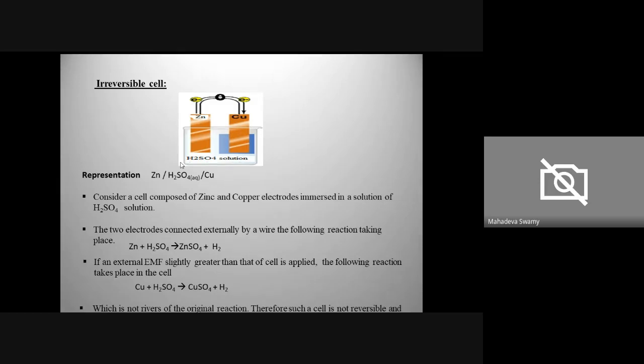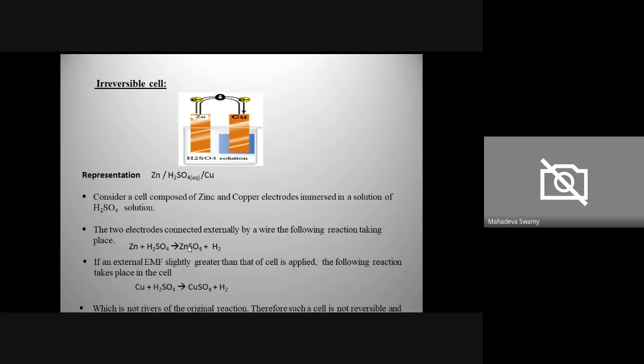So, are you getting the information about this cell, this explanation? What is an irreversible cell? If you apply external EMF to the cell and it does not reverse its original reaction, that is called an irreversible cell. For example, I will take this one. This is the first reaction. If you do not apply any external EMF to the cell, this is the reaction taking place: Zn plus H2SO4 gives ZnSO4 plus evolution of hydrogen gas.